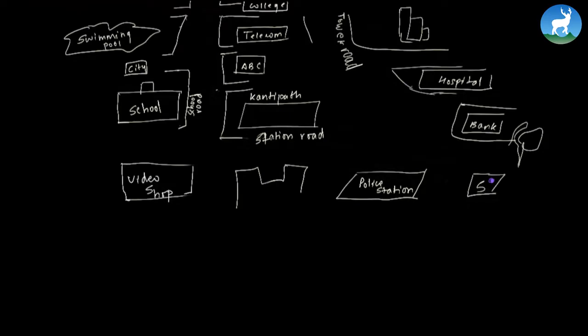Here is an example. This is a road, a place, and here is a station. Suppose you are at the station and you're asking me, how can I get to the college? So I'm giving you directions to get to your college from the police station, right? So now this is a police station. This is a video shop. This could be anything, maybe a park. So this road is the station road, okay? This is the station road.